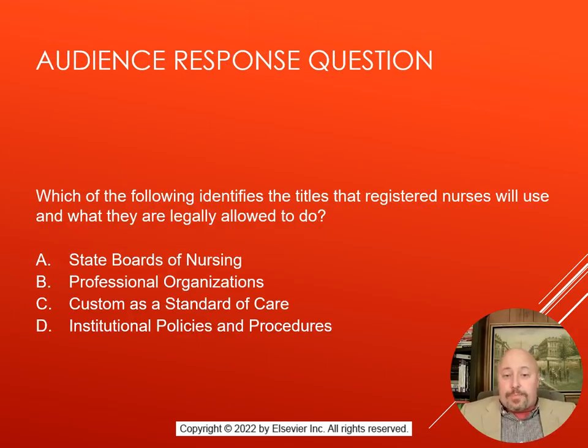Your next audience response question is to reiterate, which of the following identifies the titles that registered nurses will use and what they are legally allowed to do? Would that be A, state boards of nursing, B, professional organizations, C, custom as a standard of care, or D, institutional policies and procedures? And that answer is A, the State Board of Nursing. The State Board of Nursing is who issued you your nursing license. They are saying what you are identifying yourself as, a registered nurse.